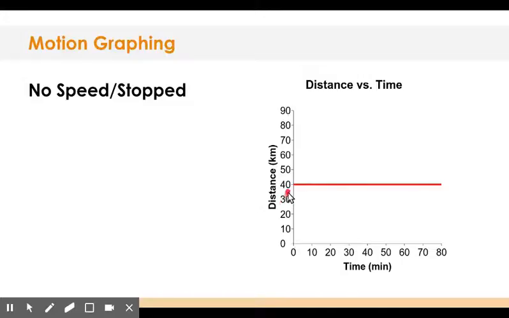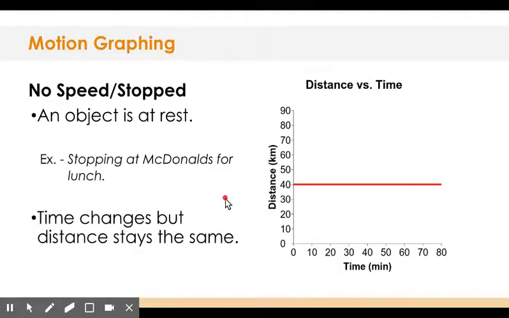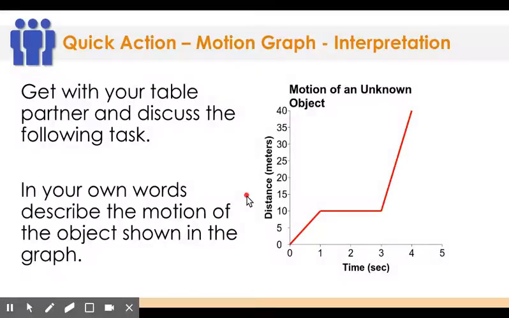If there's no speed, you're going to see a straight line across, because over time, the distance didn't change. If we were looking at a longer graph, maybe they got up to 40 miles and then they stopped. The object is at rest. So this would be like stopping at McDonald's for lunch on a trip. Time changes, but the distance stays the same. So a straight line means there's no change in distance, and so there's no speed. It's at rest. It's still.